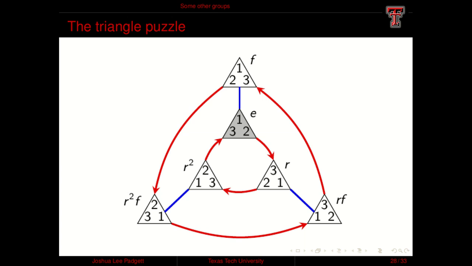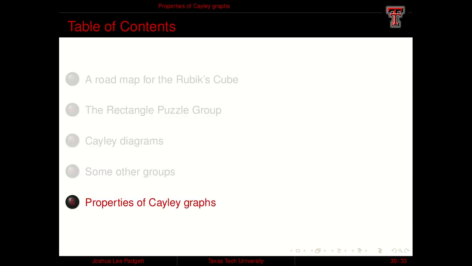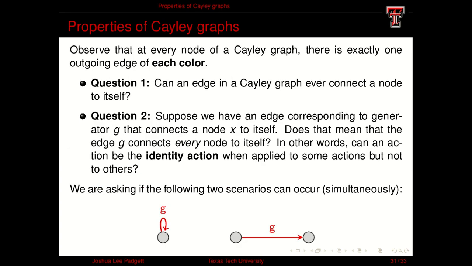And of course, I've asked you some questions about that in your homework that I'm hoping help nudge you in the direction of correct thinking. So, what are some properties of these Cayley graphs? And really, this is just going to be something pretty simple. And this is also a question that I've asked. So observe at each node, there's exactly one outgoing edge of each color, which is something that I have already pointed out.